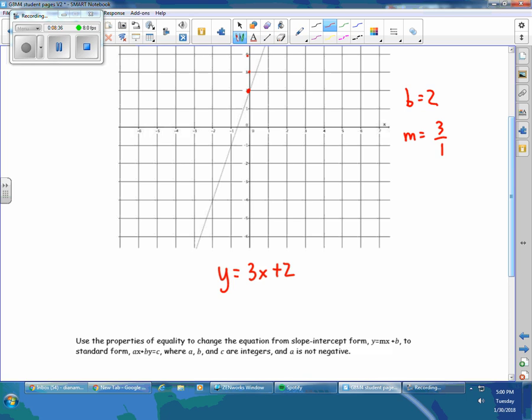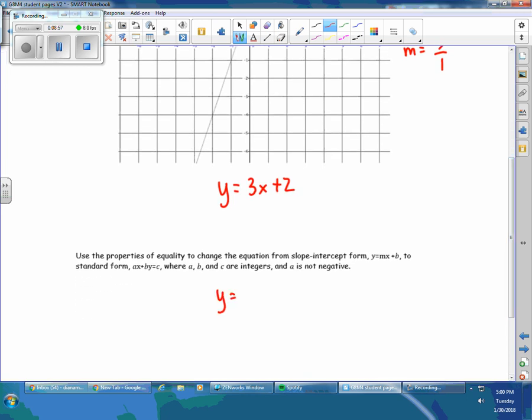Okay, y equals 3x plus 2. Now this bottom part says use the properties of equality to change the equation from slope-intercept form into the standard form ax plus by equals c, where a, b, and c are integers and a is not negative. So let's take a look at this.